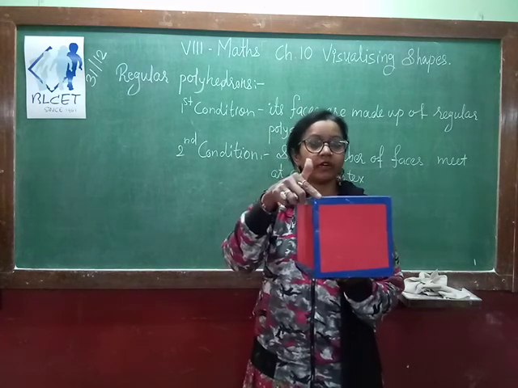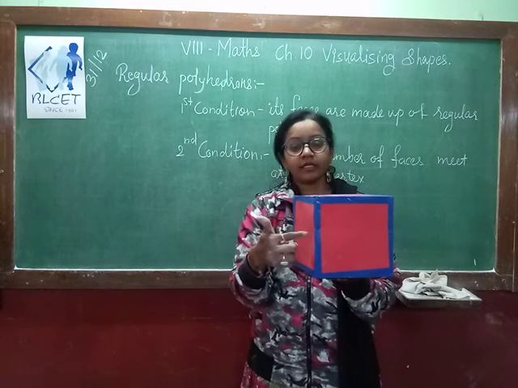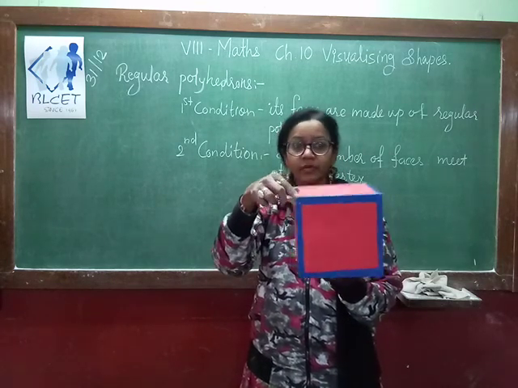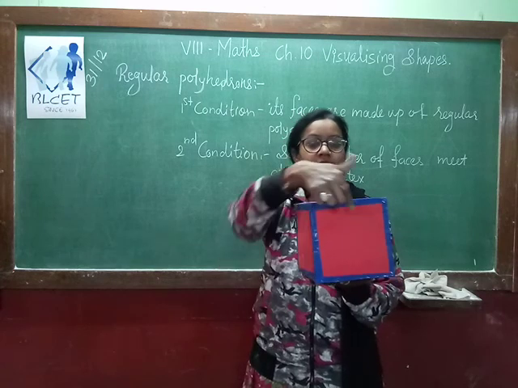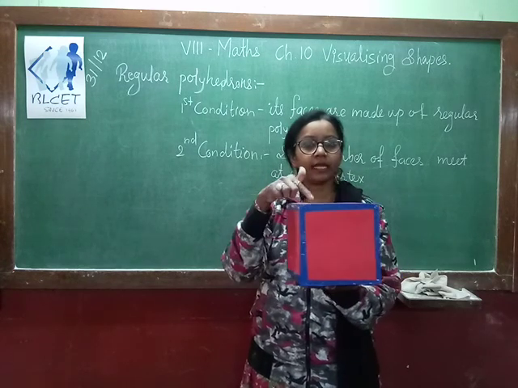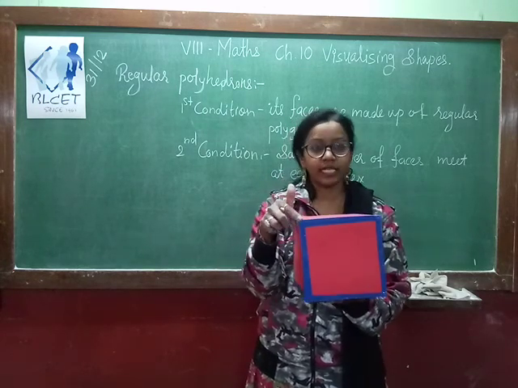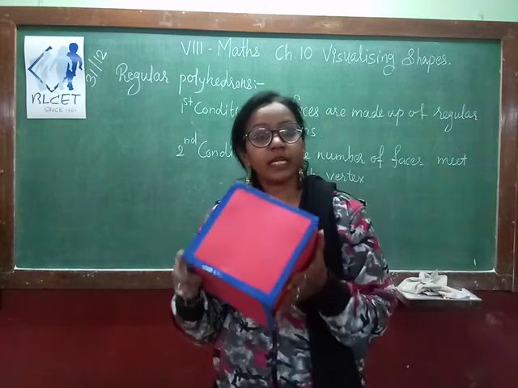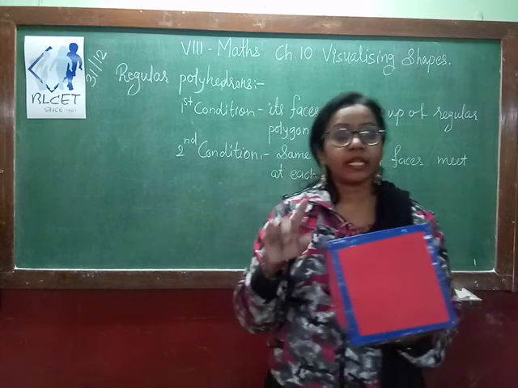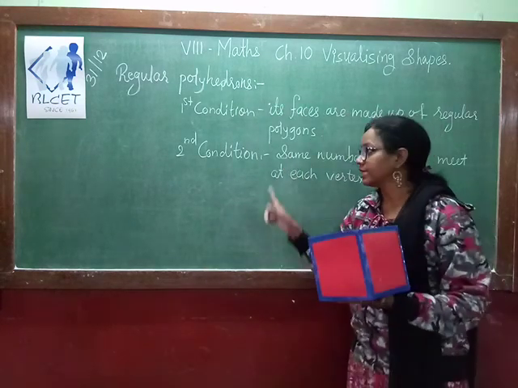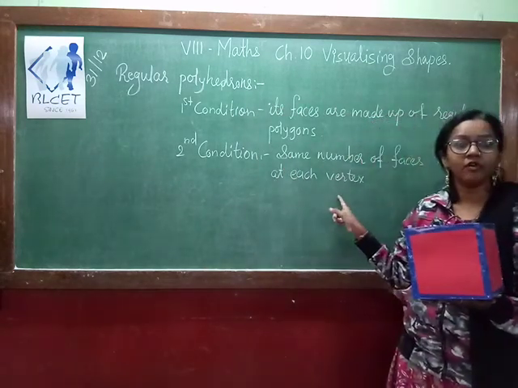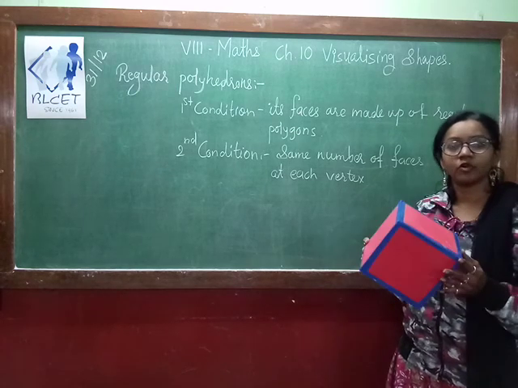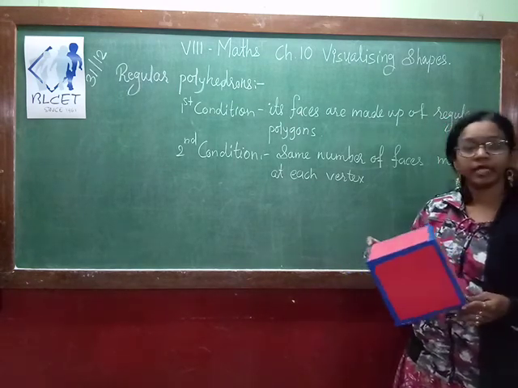Come to the second vertex. First, second and top. 3 faces meet. Come to the third vertex. First, second and third. 3 faces are made. So when you consider a cube, at each and every vertex only 3 faces meet. So what we can say? Our second condition is also fulfilled. So what we can say? Cube is a regular polyhedron.